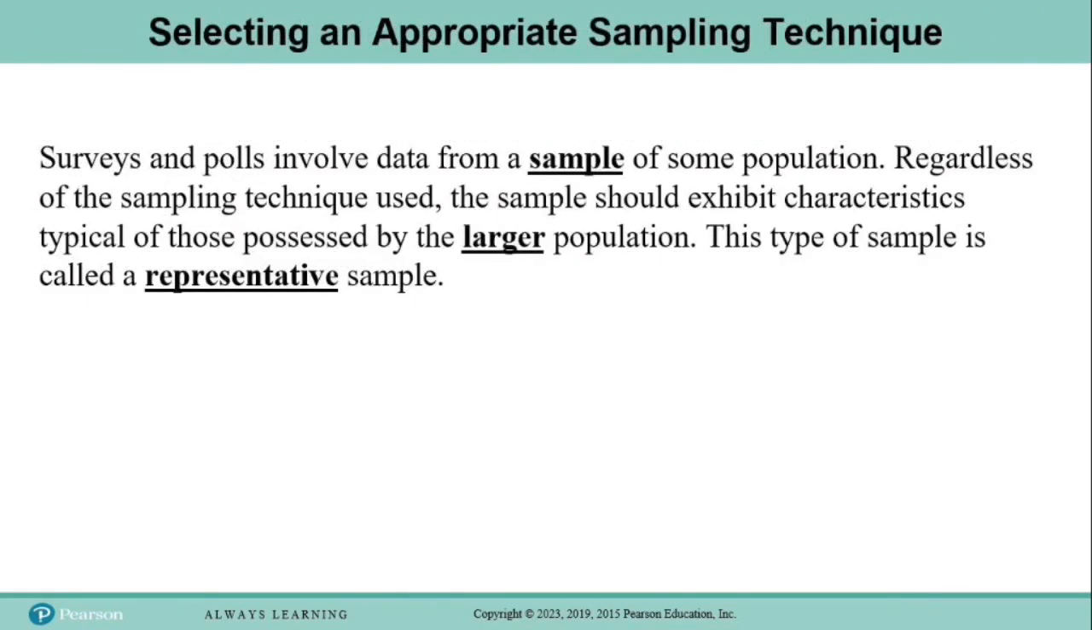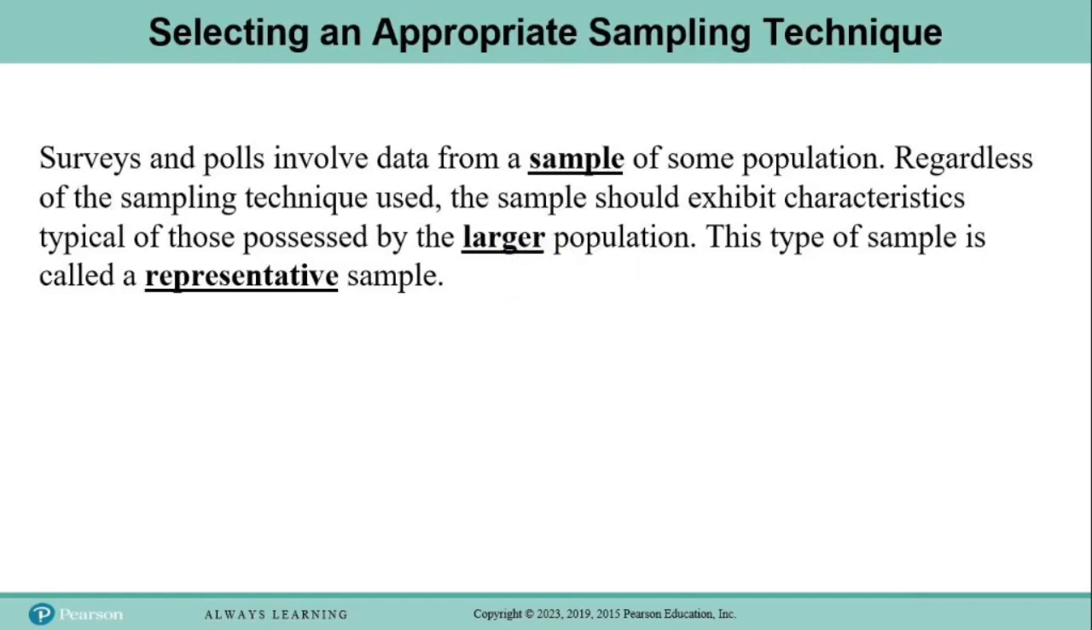So just to summarize what we've been trying to say here, surveys and polls involve data from a sample of some population. We hardly ever can survey everybody in the population. We almost always have to go with a sample. And regardless of the sampling technique used, the sample should exhibit characteristics typical of those possessed by the larger population.